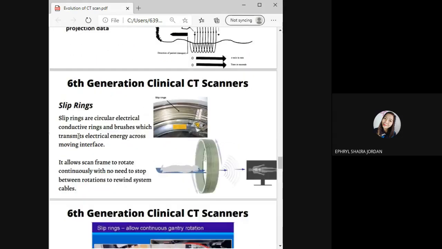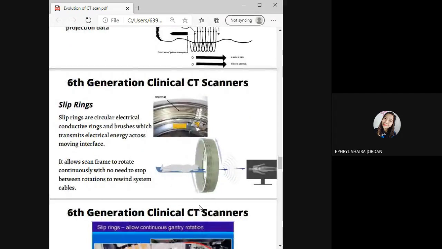So what is slip rings? So ang slip rings, it is around the gantry. So slip rings are circular electrical conductive rings and brushes which transmit electrical energy across a moving interface. And it allows the scan frame to rotate continuously with no need to stop between rotations to rewind system cables. So, ang sixth generation CT scan, wala na siyang cables. So, hindi na siya prone to, or hindi na dyan mag-tangle ang wires.